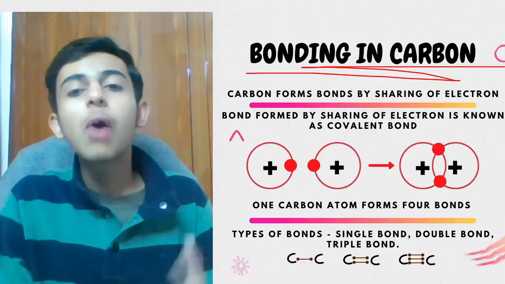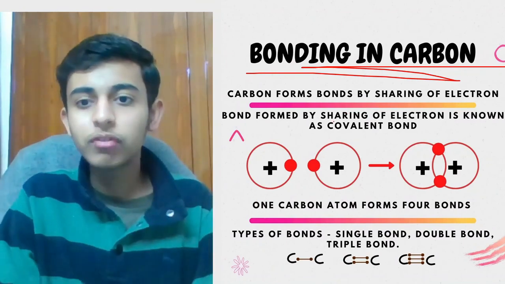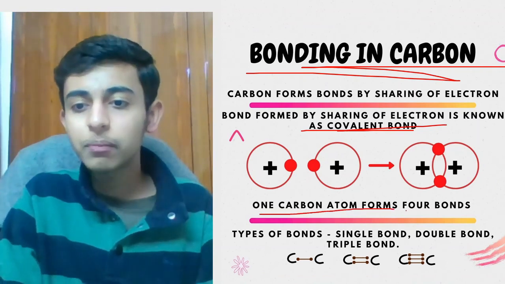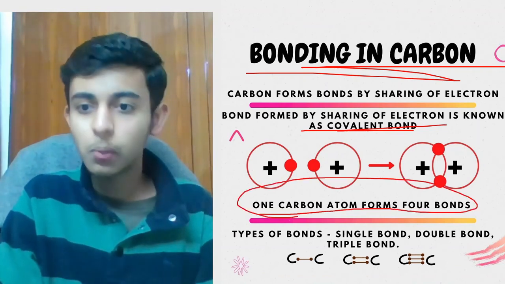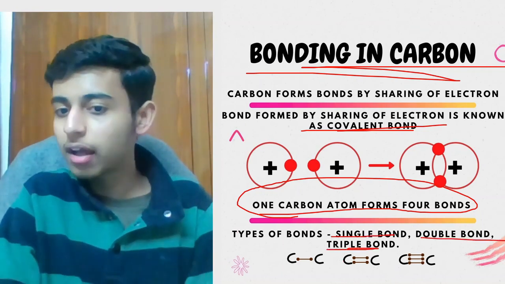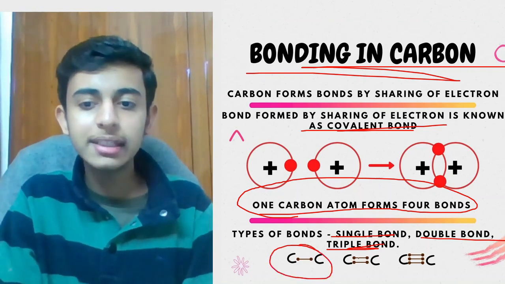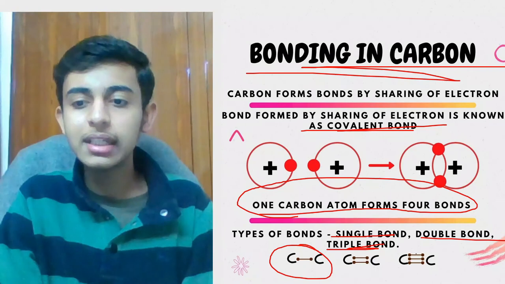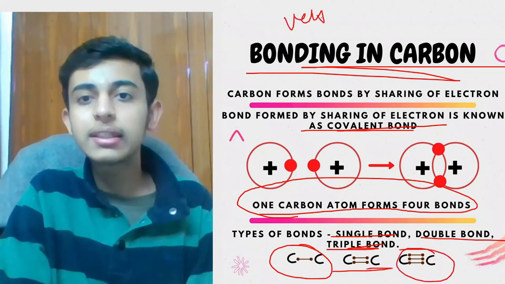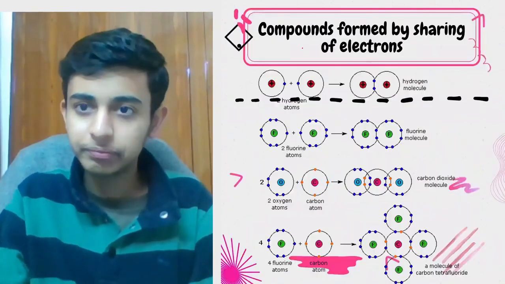Okay, bonding in carbon. Now how does carbon form bonds? By sharing of electrons. A bond formed by sharing of electrons is known as a covalent bond. Now one carbon atom forms 4 bonds. What is that? Single bond, double bond and triple bond. And I have told you how to indicate a single bond: C dash C, double bond C 2 dash C, triple bond C 3 dash C. And in the next session, we'll be understanding about the versatile nature of carbon. Why is it so special?